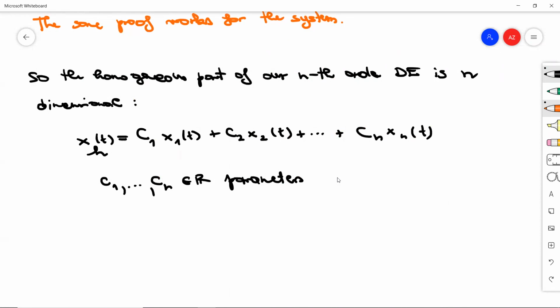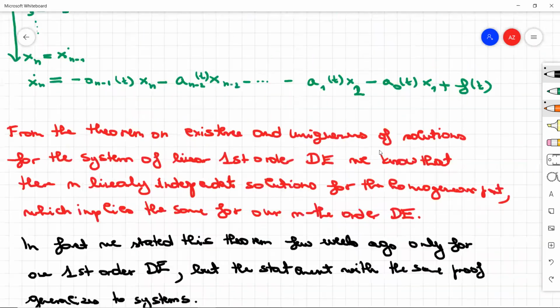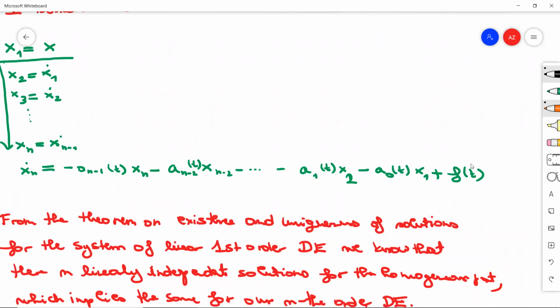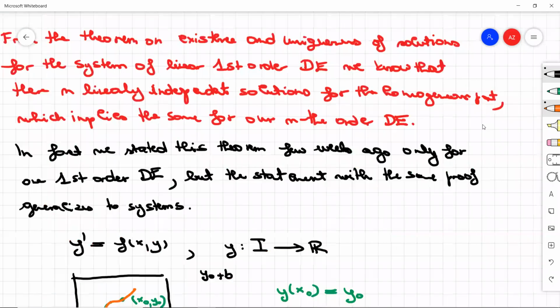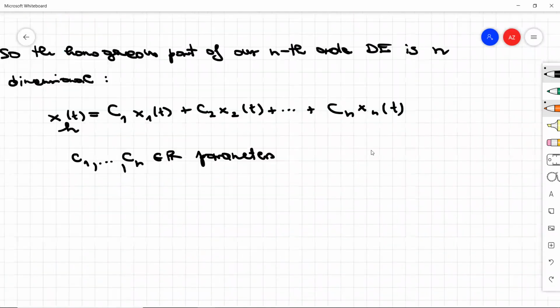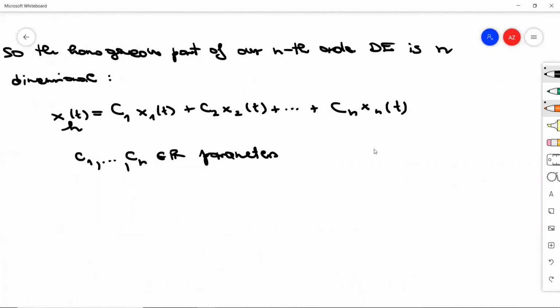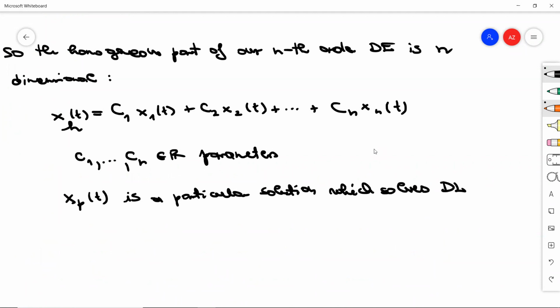And to solve the differential equation, also taking into account the non-homogeneous part, which is the function f, if you recall, we had this function f, which was the non-homogeneous part of our DE. So to determine the solution taking into account also f, we need some particular solution. So x p of t is a particular solution which solves the DE taking into account also f of t.